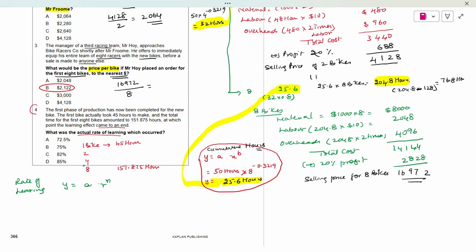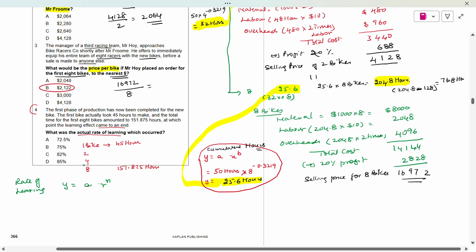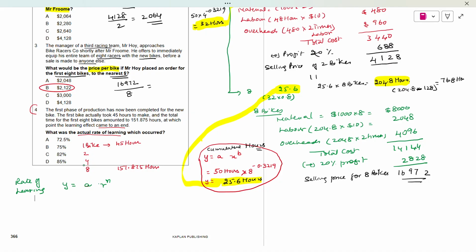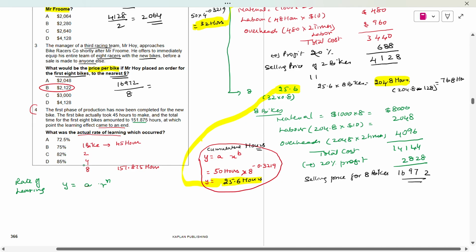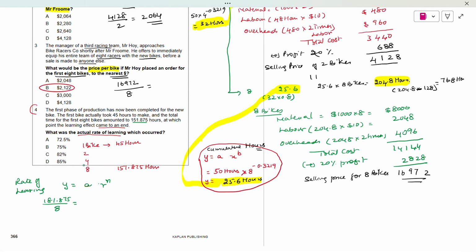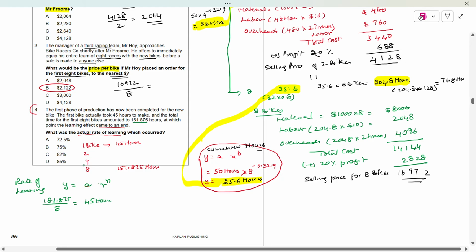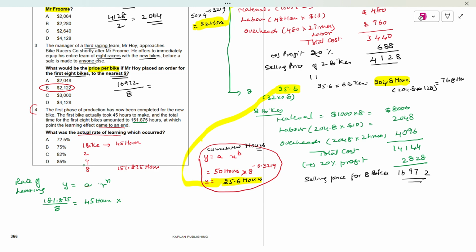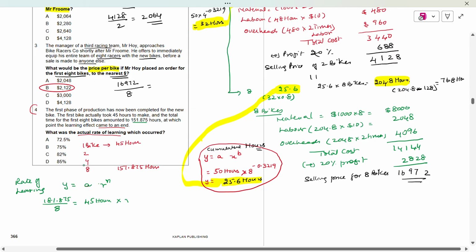How much is there? 151.875. This is for how many bikes? This is for 8 bikes. Okay, 151.875 divided by 8 will come for one bike. How much is the first bike? How much are they taking? 45 hours. Okay, 45 hours times what is the value of R? We don't know R.